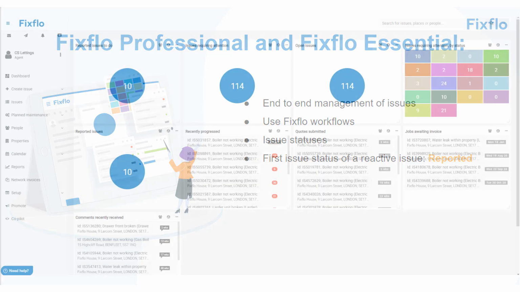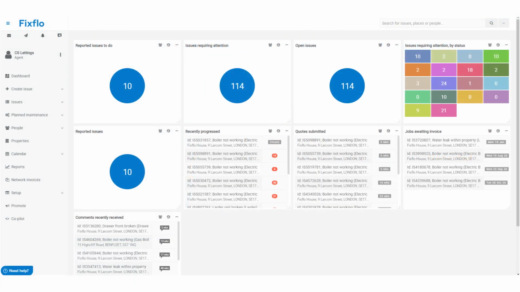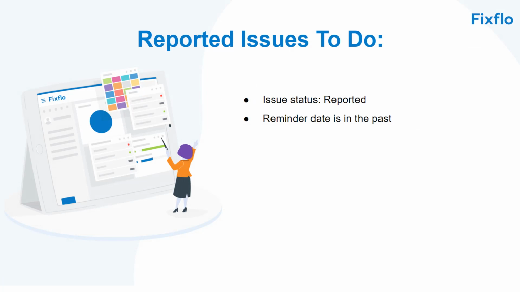In the top left-hand corner of your dashboard, you can see the panel Reported Issues to Do. This is part of your default dashboard and it is considered your first to-do list. Reported Issues to Do is showing you all of your issues which are at the issue status Reported, with a reminder date which is in the past. To better explain this, let's go into an issue.